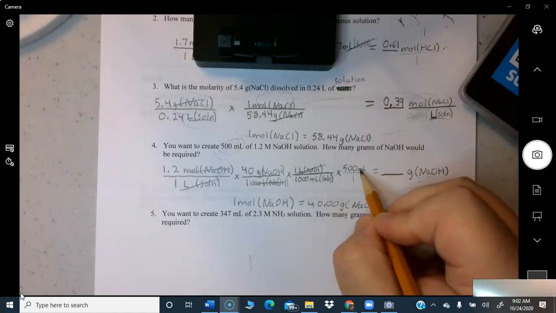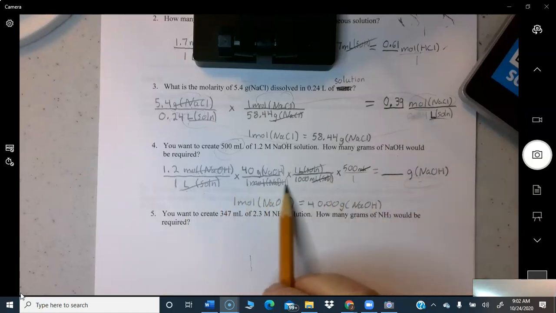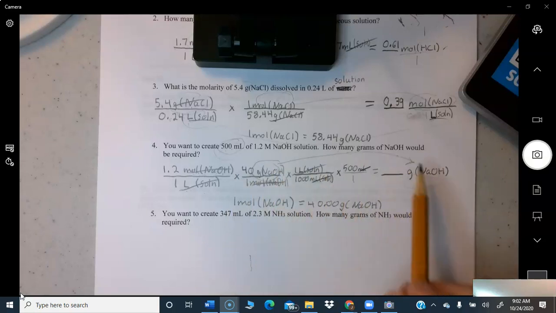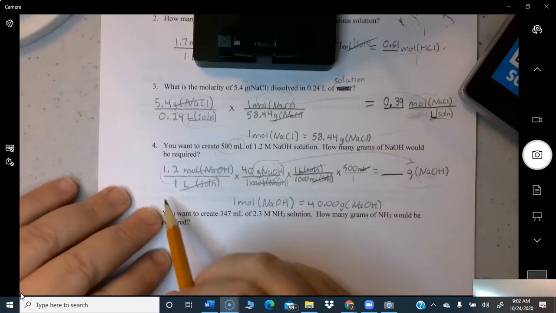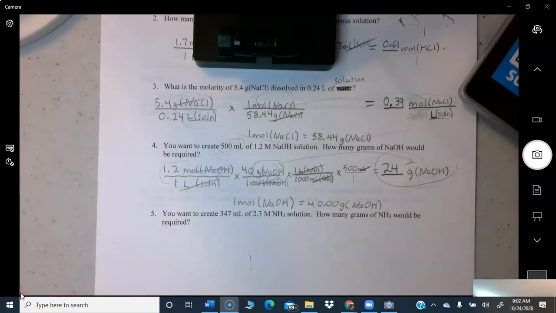So milliliters of solution, milliliters of solution. Now we've gotten rid of everything on the bottom, so there's nothing on the bottom. The only thing we have left on the top is grams of NaOH. So you multiply everything on the top, 1.2 times 40 times 500 divided by 1,000. And that gives us 24. We're limited to 2 sig figs, so we're going to leave it at 24. Okay, there's the answer to that.